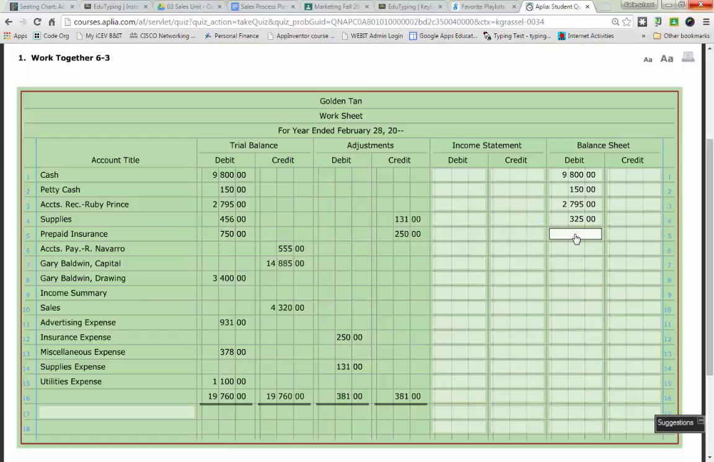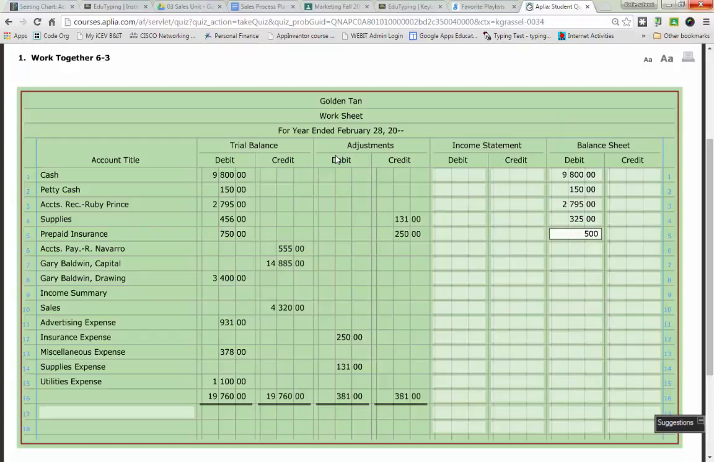Prepaid insurance. Evan, type of account. I'm sorry, say it again. Yes. Where does it go? Income statement or balance sheet? Yes, it does go on the balance sheet. Now, I cannot take 750 and put it on there. What do I need to do? So I'm going to put 500.